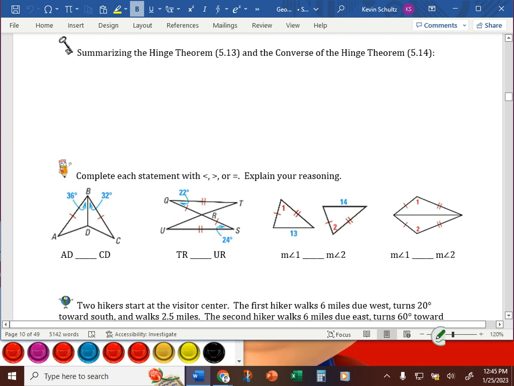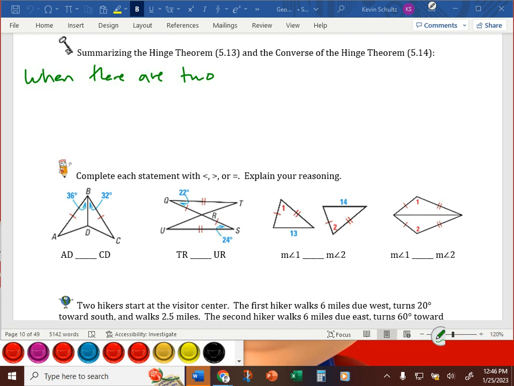Summarizing the Hinge theorem and the converse of the Hinge theorem, the Hinge theorem basically says, well, no, I'll say mine. When there are 2 congruent sides. I thought we already wrote that. That was the relationship of just the angle on that third side from the above example. This is the official Hinge theorem. So this is supposed to go up there. It doesn't matter, it's the same thing. If you get the gist of it, you don't have to put it exactly word for word.